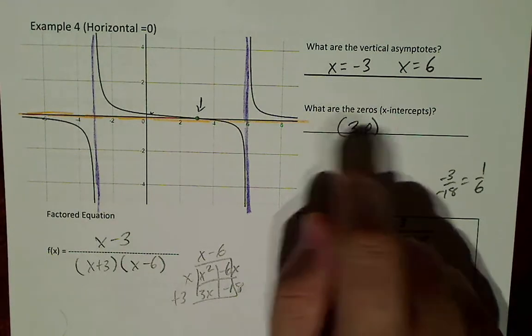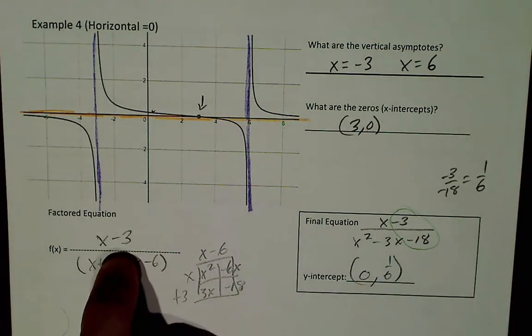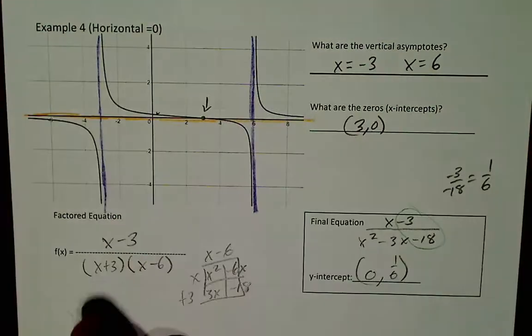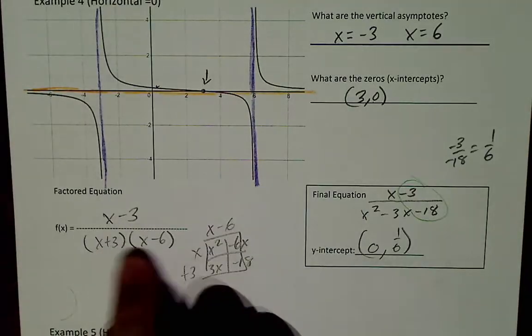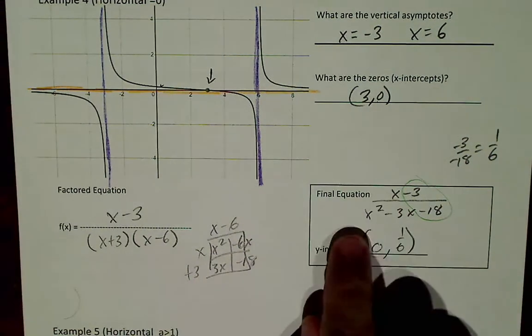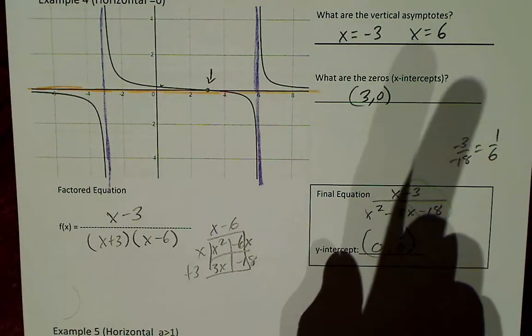So I'm going to write this. This is my numerator, so x minus 3. My denominator, so x plus 3. My denominator, so x minus 6. I multiply the bottoms, and I get x squared minus 3x minus 18. Okay?